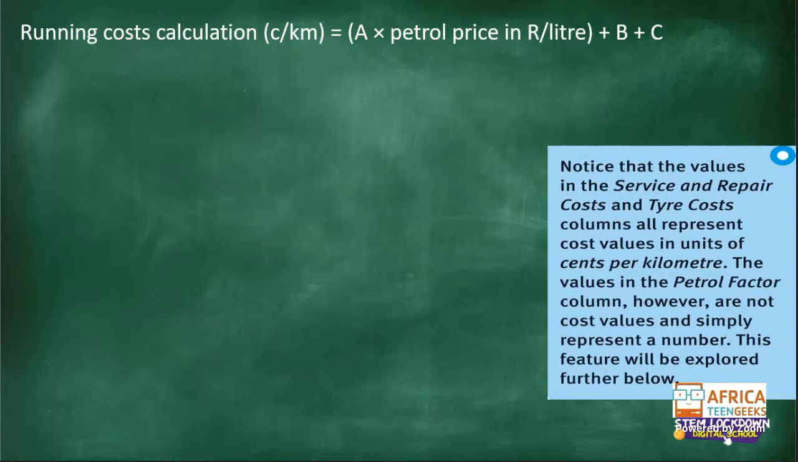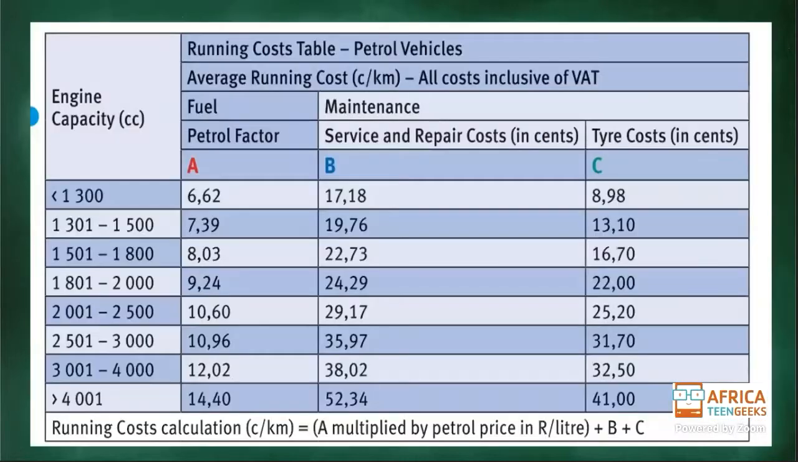Please note that the values in the service and repair costs and the tire costs column represent cost values in units of cents per kilometer. So as I've said already, those values are in cents. In other words, this 8.98, that is 8 cents, not 8 rands. So they are in cents, as you can see, even in the column there. So they are in cents per kilometer.